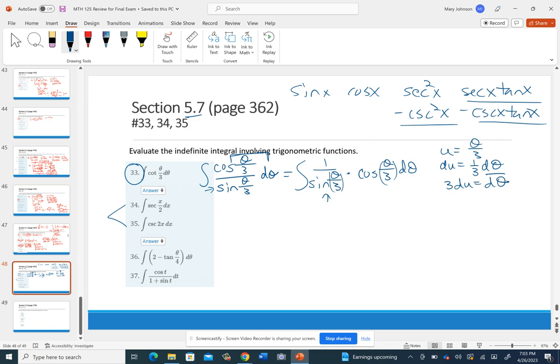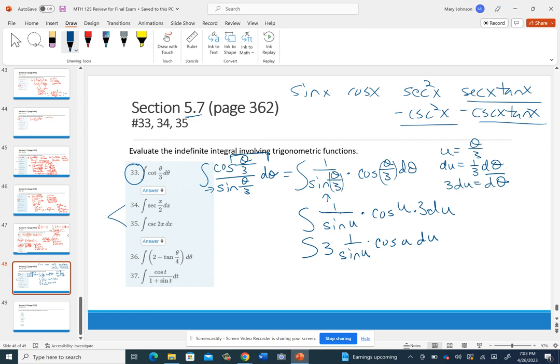Okay. So in terms of u, I could have 1 over sine u, excuse me, that's a big faux pas, 1 over sine u right there, times cosine u, and then in place of the d theta, I'm going to put 3 du. Okay. So I'm going to need to integrate 3 times 1 over sine u, cosine u, du. So I'm just moving that constant out in front like we normally have it.